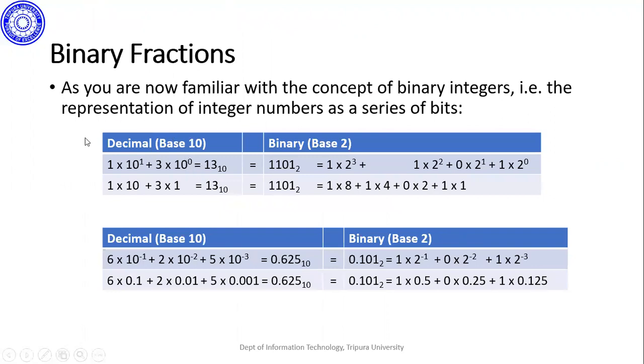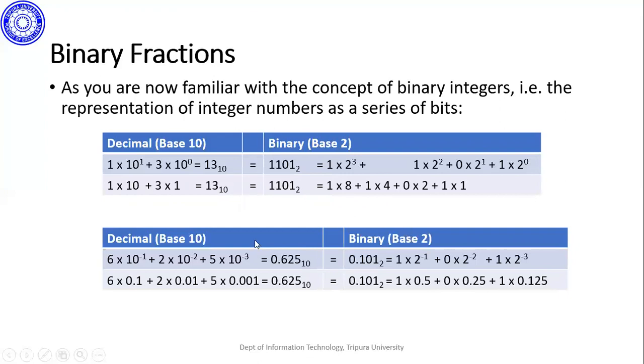So you are already aware of this initial part where we have base 10 and base 2, where this 1101 base 2 is written as 1 into 2 to the power 3, 1 into 2 to the power 2, 0 into 2 to the power 1, and 1 into 2 to the power 0. Now, the same thing in base 10 is 1 into 10 to the power 1 plus 3 into 10 to the power 0. So 13 is equal to 1101 base 2.